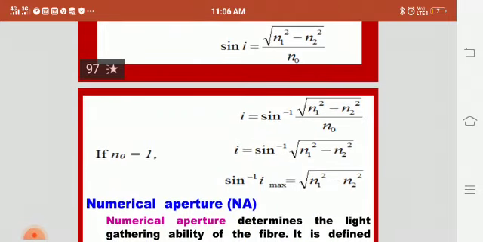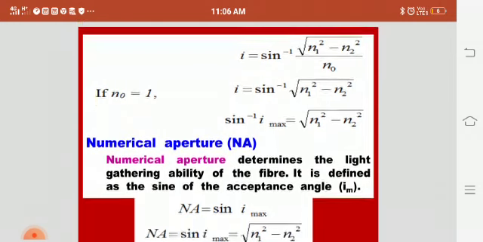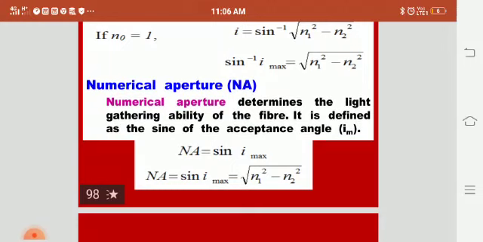Here take the inverse, so we get I is equal to sin inverse of square root of N1 squared minus N2 squared divided by N0. So I max is equal to sin inverse of square root of N1 squared minus N2 squared, where N0 is taken as 1, that is the refractive index of the air medium is 1. So numerical aperture, that is NA, determines the light gathering ability of the fiber.